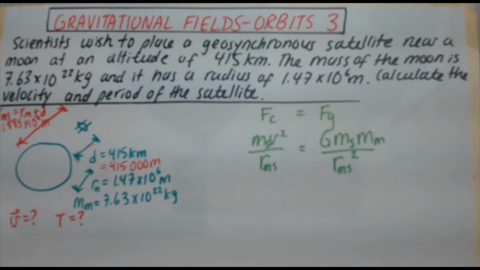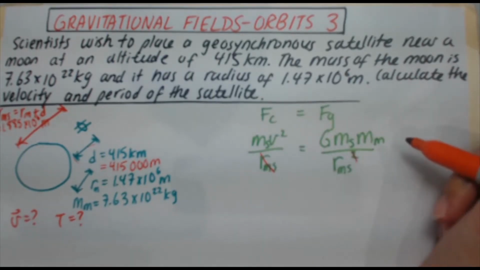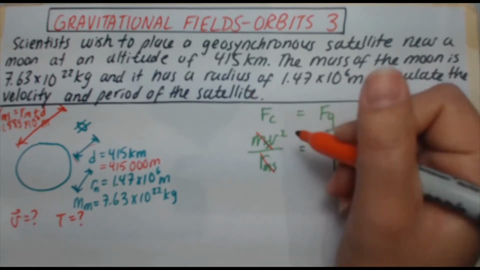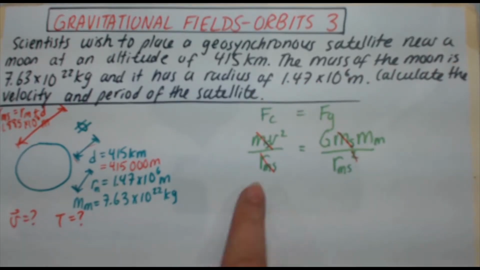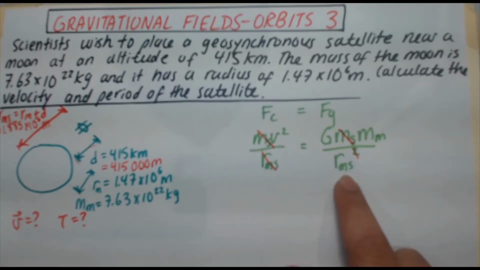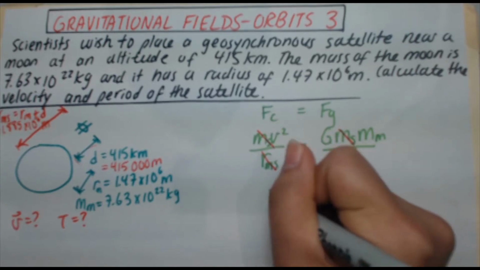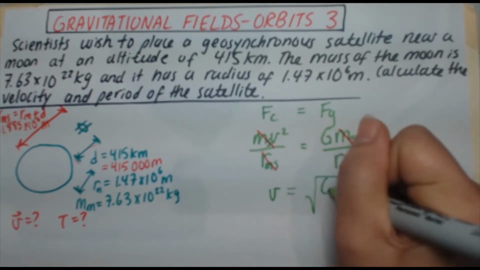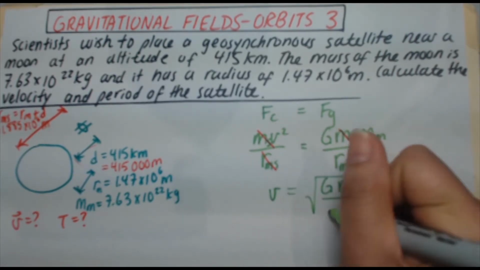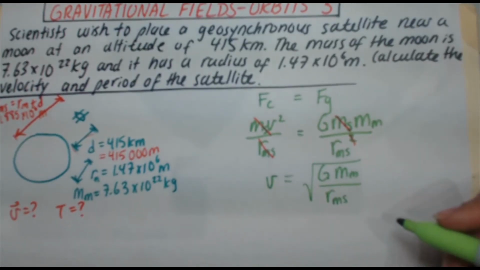So we can now do some canceling. One r_MS on this side cancels out with one of them on this side, and the masses of the satellite cancel out. So we're left with v squared equals G times the mass of the moon divided by the distance between their centers. So if I want to solve for v, I simply have to take the square root of G m_m over r_MS.